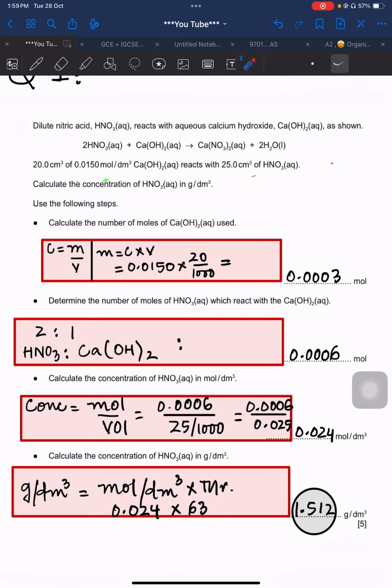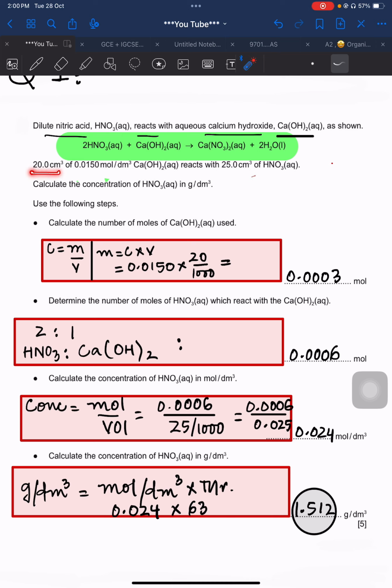Let me explain this question. This question is saying that dilute nitric acid is reacting with calcium hydroxide, formula Ca(OH)2, as shown. Look at here right now. The examiner himself has given you this equation. Then 20 centimeter cube of 0.015 moles per decimeter cube of calcium hydroxide reacts with 25 centimeter cube of nitric acid. Guys, can you look at that right now?